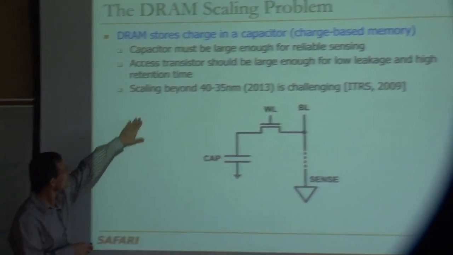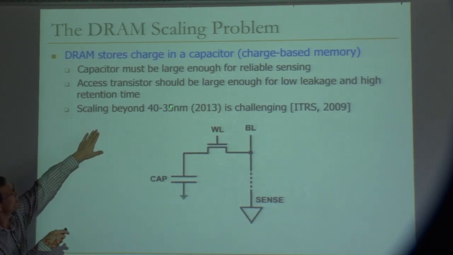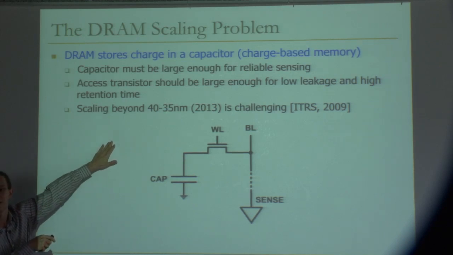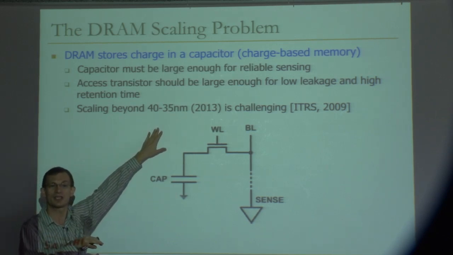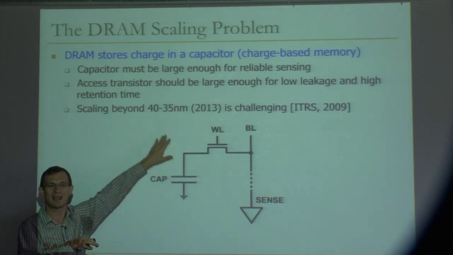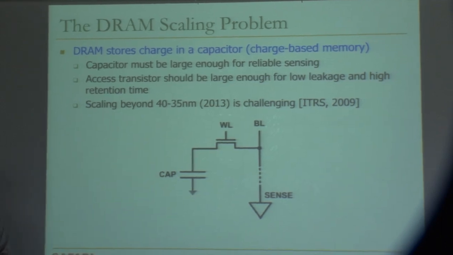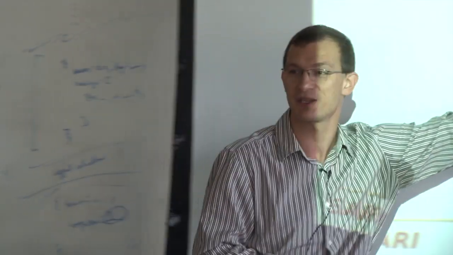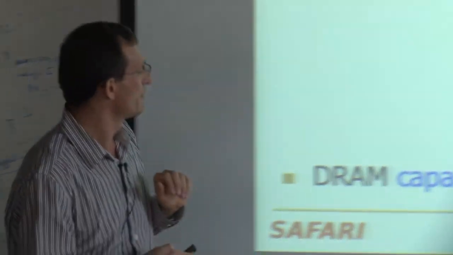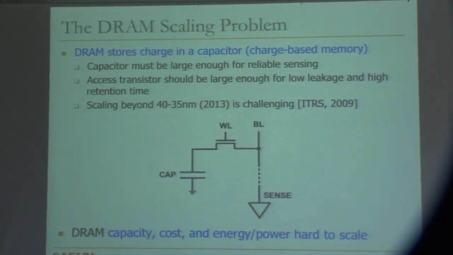So because of this, ITRS has been projecting, this was data from 2009, that scaling this cell, the feature size, below 40 or 35 nanometer would be very difficult. Now today, you'll see memories that are on the order of 22 nanometers feature size. That doesn't mean that it's been easy to get there. It's become actually very, very difficult for the memory manufacturers to reduce the size of this. It's going to become even more difficult, exponentially more difficult going forward, unless they find a new way of manufacturing these. So basically, the takeaway is the capacity, cost, and energy and power of DRAM is hard to scale because of its structure.